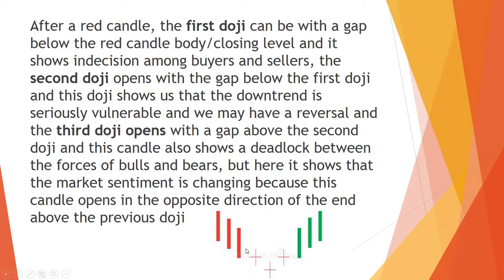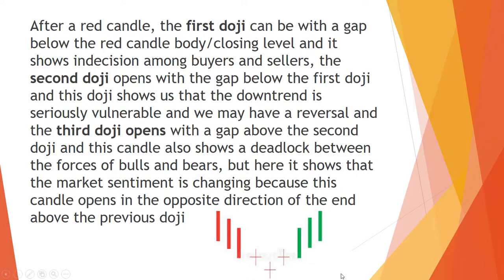And after the red candle, which is this one here, the first doji can be with a gap below the red candle's body closing level, and it shows the indecision among the buyers and sellers. This is the first doji, which has a gap. It can have a gap below the first red candle, and the second opens with a gap below the first doji. So this one opens below the first doji, and this doji shows that the downtrend is seriously vulnerable and we may have a reversal.